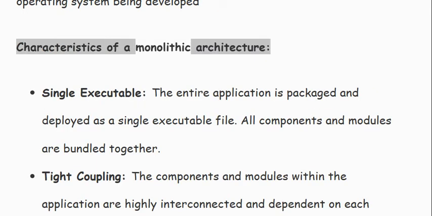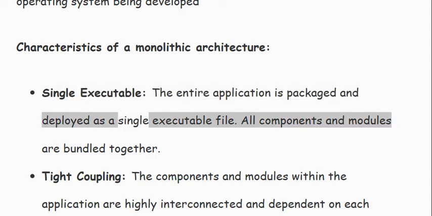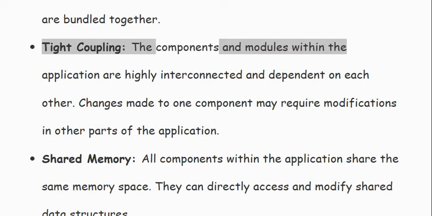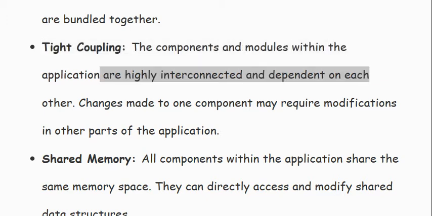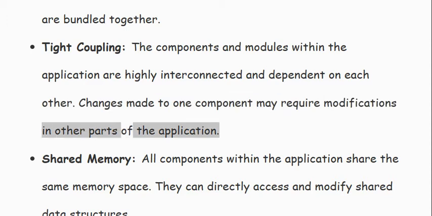Characteristics of a monolithic architecture. Single executable. The entire application is packaged and deployed as a single executable file. All components and modules are bundled together. Tight coupling. The components and modules within the application are highly interconnected and dependent on each other. Changes made to one component may require modifications in other parts of the application.